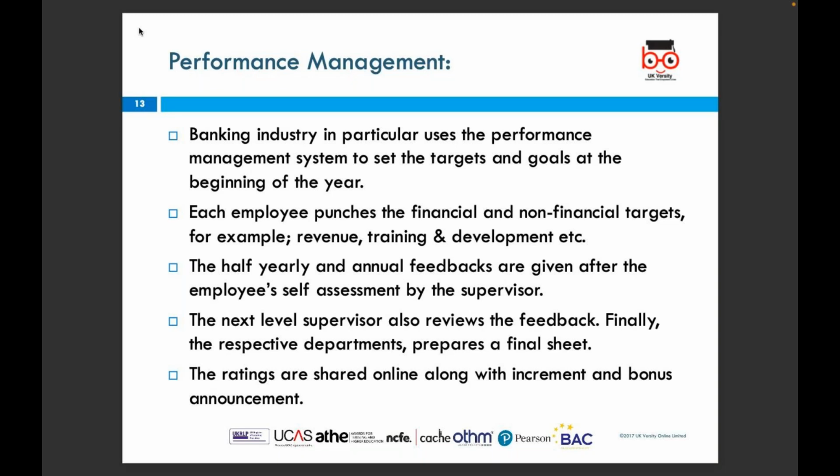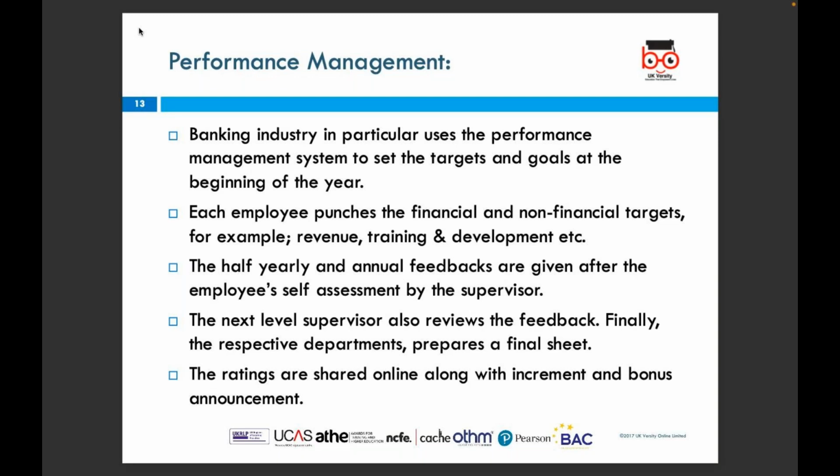Basically, a performance management system determines their objectives and priorities for the next year, or 6 months, or 12 months. Yes. Okay. So here he's talking about how the banking industry in particular uses the performance management system to set targets and goals. There is a check and balance system which is called performance management, for the next 12 months or for a year or so on.